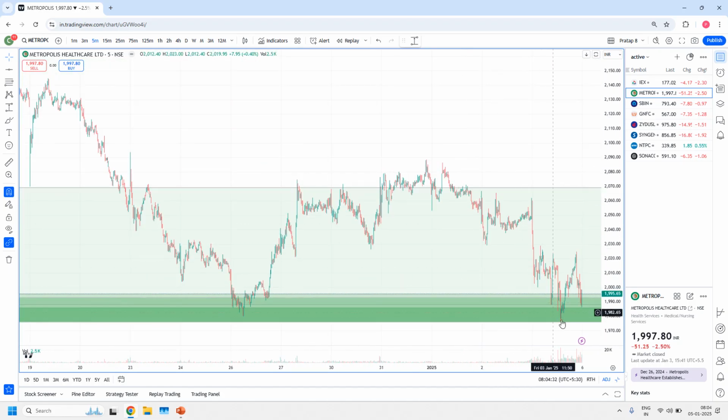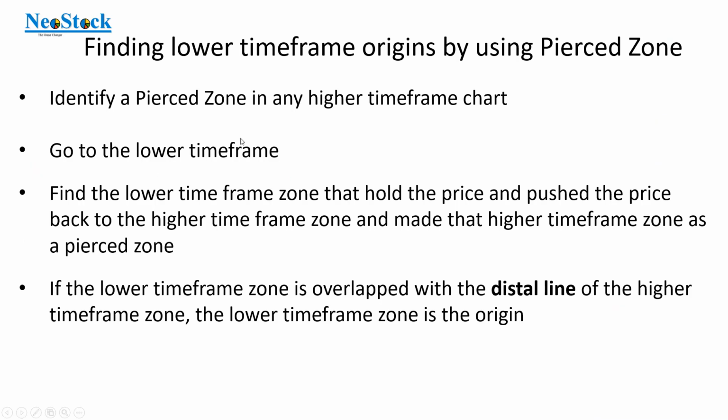And what is helping to get this kind of trade? The pierced zone is helping. You take the reference from the pierced zone and then try to find the traps or lower time frame zone origins, LTF origins. But how do you get the pierced zone list? That magic is done by our NeoStock software. That's why I collected so many zones today. But this is a good example of this concept of finding the lower time frame zone origin by using pierced zones.